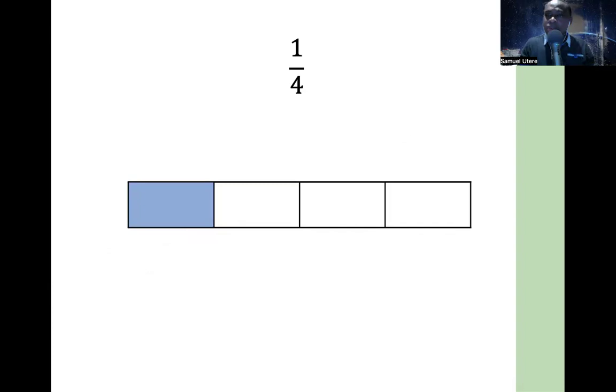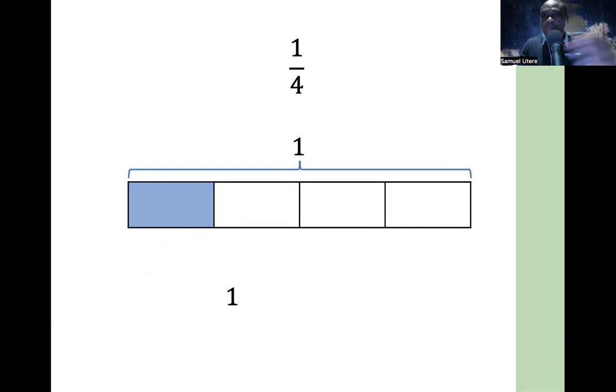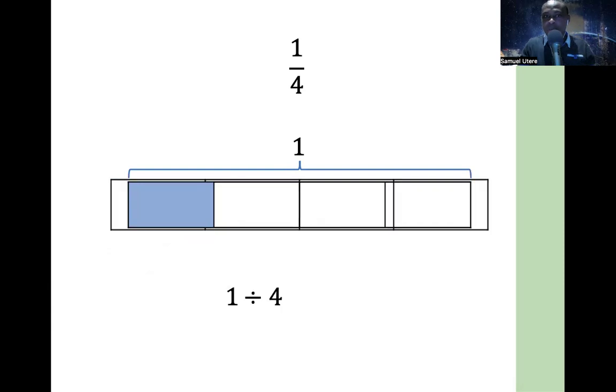Now, you must remember that a quarter is 0.25. So if the whole bar is equal to 1, then a quarter is 1 divided by 4, which is 0.25. So each of these little boxes is equal to 0.25. And we can write it like that.